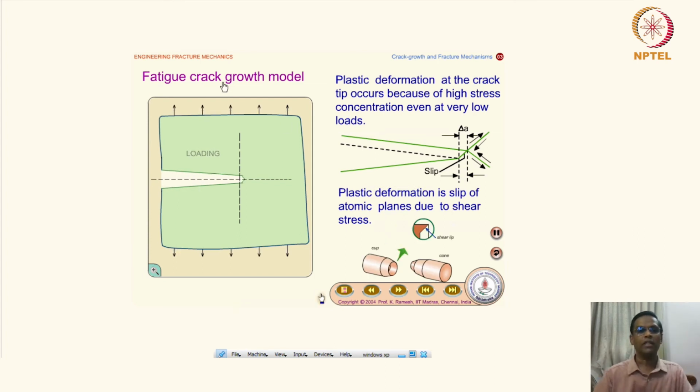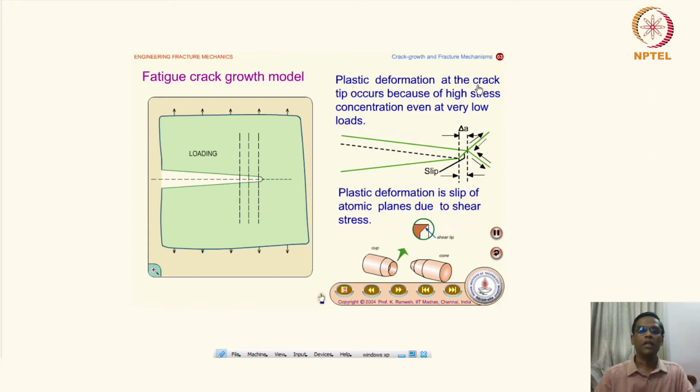What is shown in this slide is the fatigue crack growth model. You can see in this animation that the plate or the specimen is being pulled in tension, and the loading and unloading cycle is shown here. You can see that loading slowly goes up, and the crack grows. If you look at this crack tip, how it grows, you can see the pattern in which it moves. So let us look at the details.